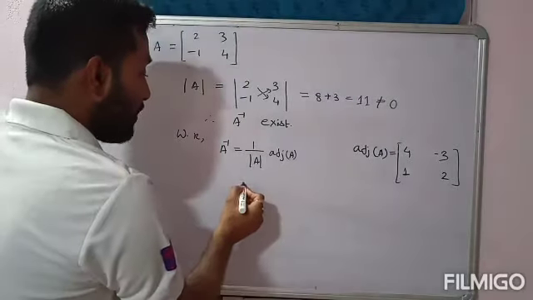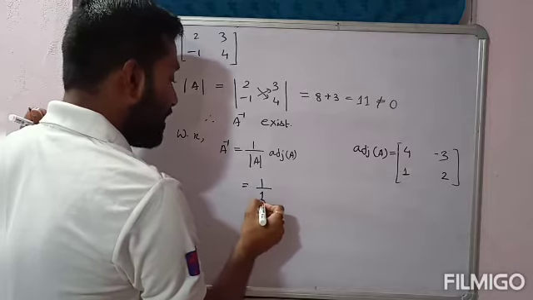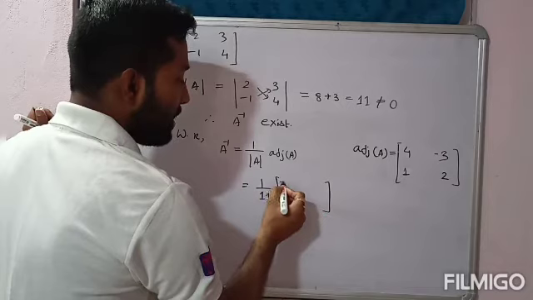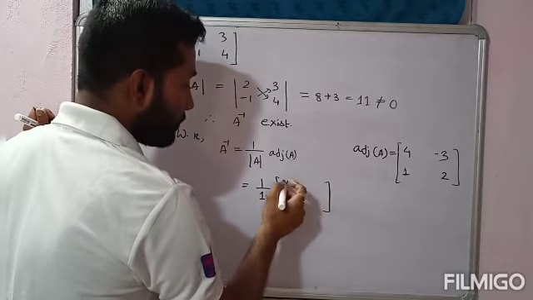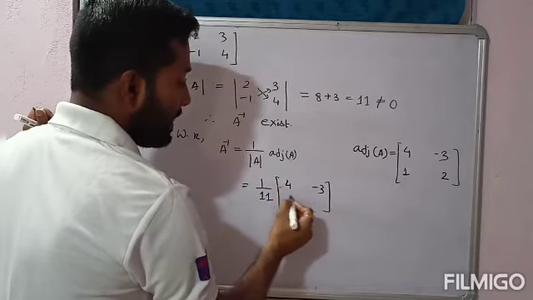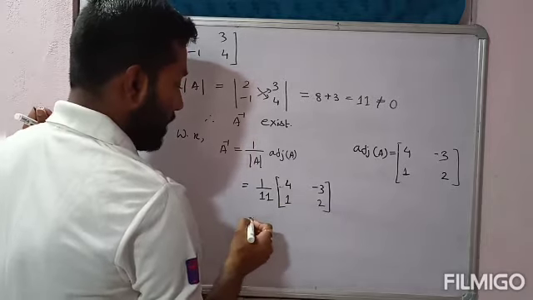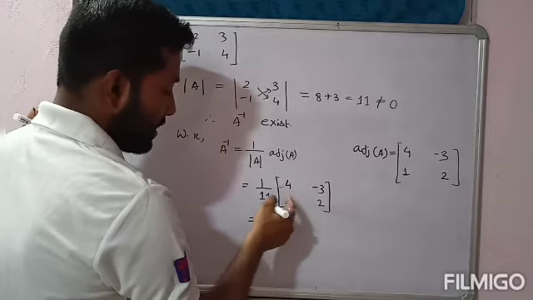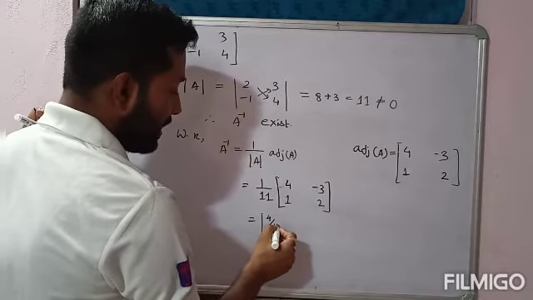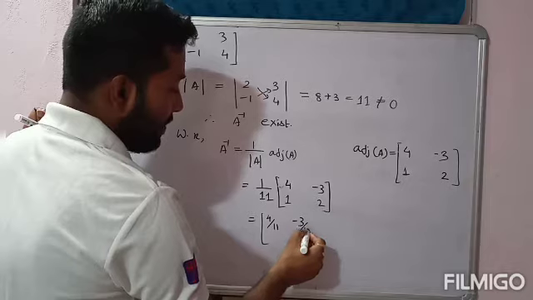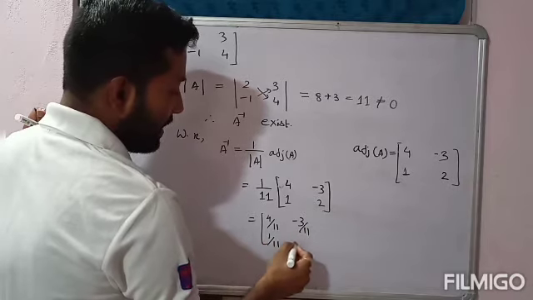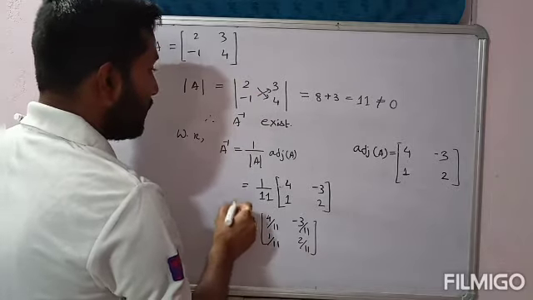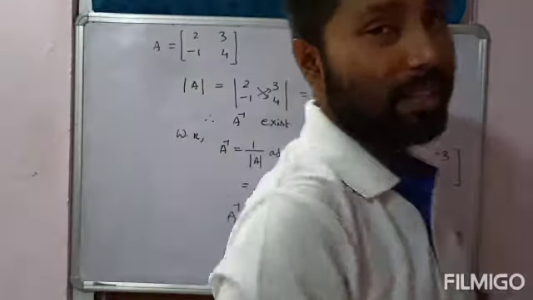Okay, now put all the values here. There is 1 by 11 into the adjoint, which is also a matrix only. So the matrix [4, -3; 1, 2]. Now multiply this part because it is a scalar multiplication: [4/11, -3/11; 1/11, 2/11]. So this is the inverse of this matrix A. Okay, so this is the solution of this question.